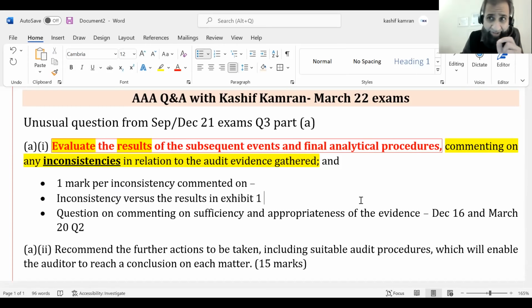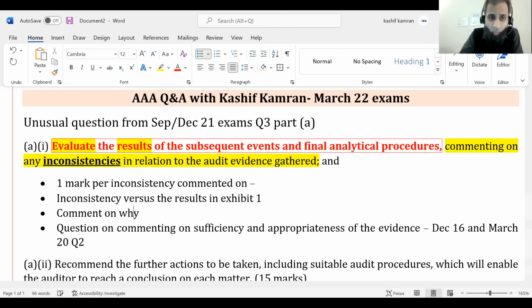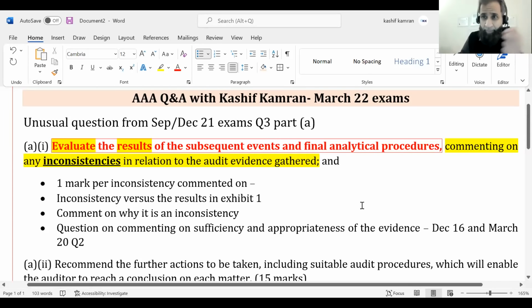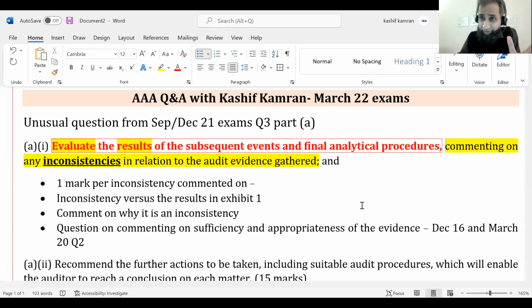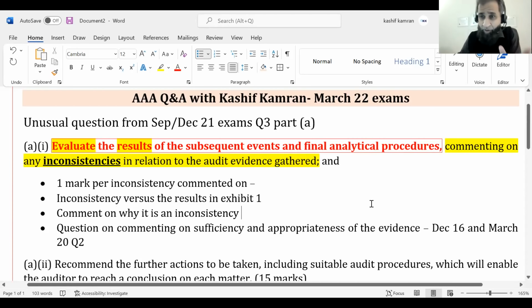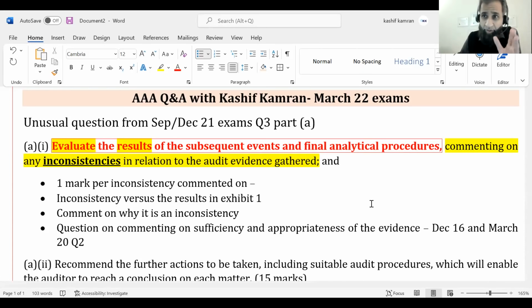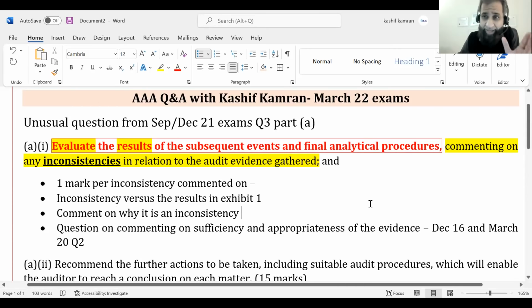So when you comment on why it is an inconsistency, you will straight away get 1 mark. Comment on why it is an inconsistency. If you comment on why, you will straight away get 1 mark. So that was the question. Evaluate the results. How would you evaluate the results? By simply commenting on the inconsistency. And every inconsistency you comment on, you get 1 mark, if you are capable of explaining why it is an inconsistency.